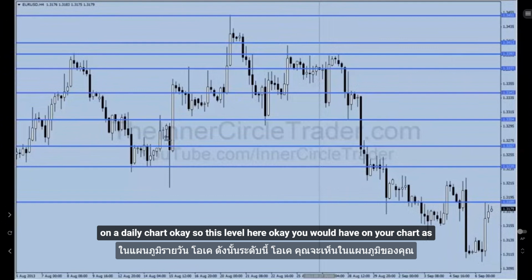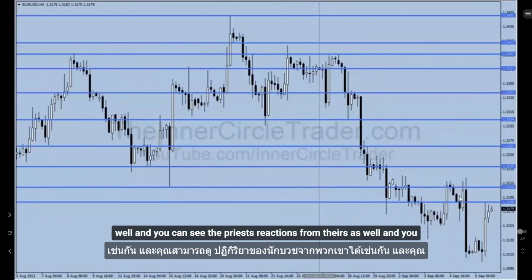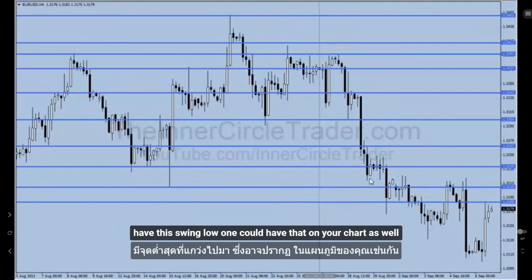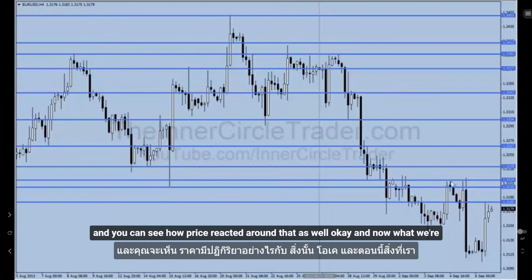So this level here, you would have on your chart as well, and you can see the price reactions from there. And you have this swing low. One could have that on your chart as well, and you can see how price reacted around that too.